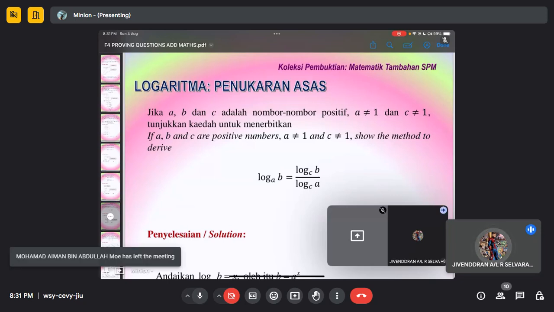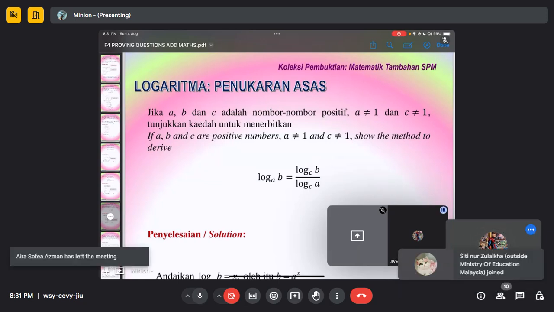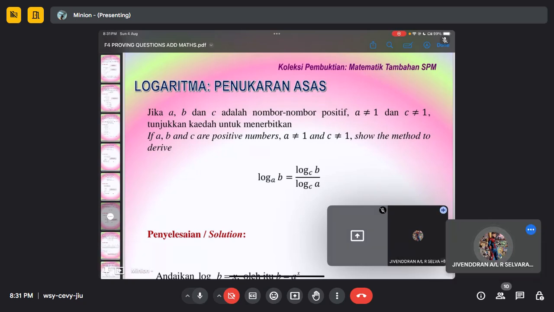Okay, so this is the last formula to prove in chapter 4. If a, b and c are positive numbers, a is not equal to 1 and c is not equal to 1, show the method to derive log a b equals log c b over log c a. So this is the formula when you change one base to another. That's the formula. Okay, so at first we assume log a b equals x.